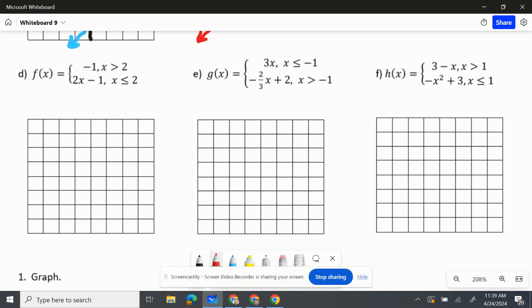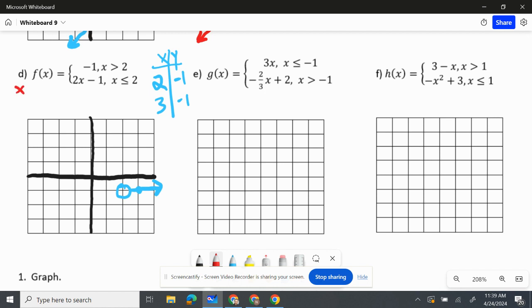Looking at letter D, what I'm going to do is start off with my first one, which is 2. And when I plug in 2, it stays as negative 1. A number greater than 2 would be 3. Once again, it's constant, so it stays as negative 1. When I plot the point, I get 2, negative 1, which is an open circle. And then I have 3, negative 1, and I draw my line.